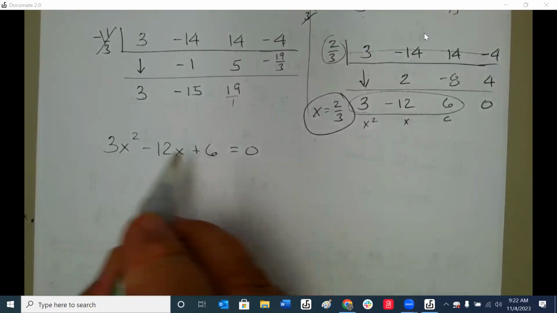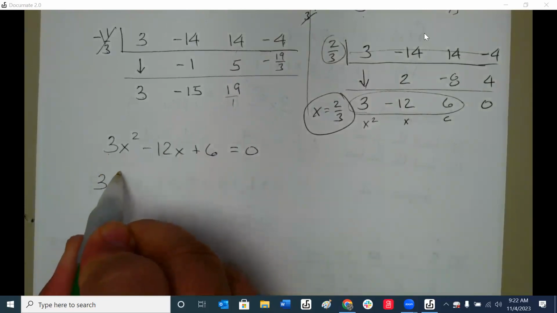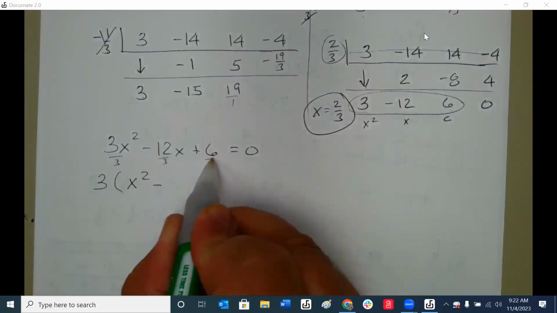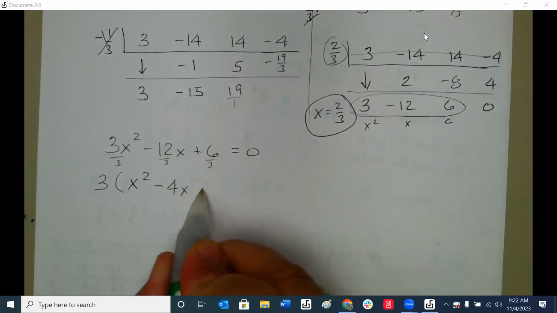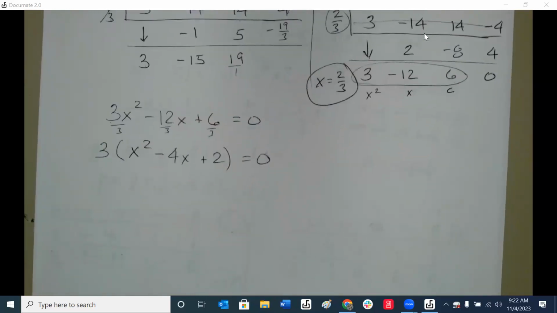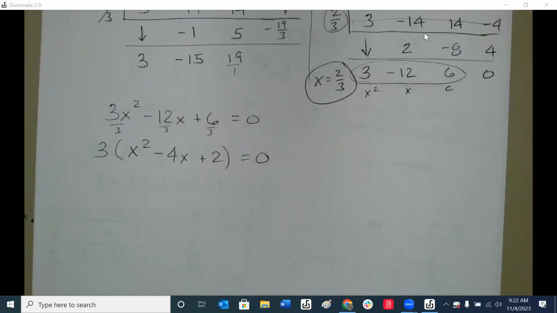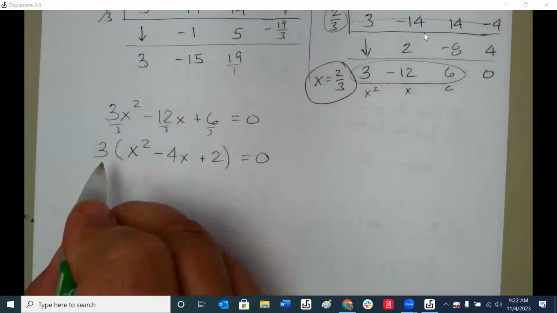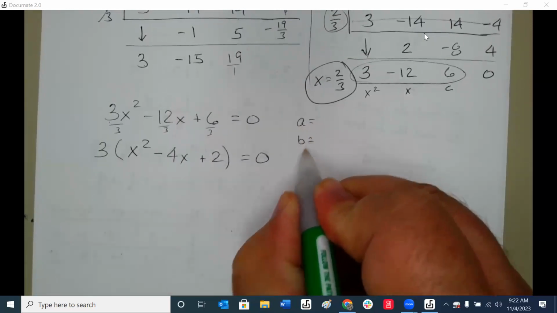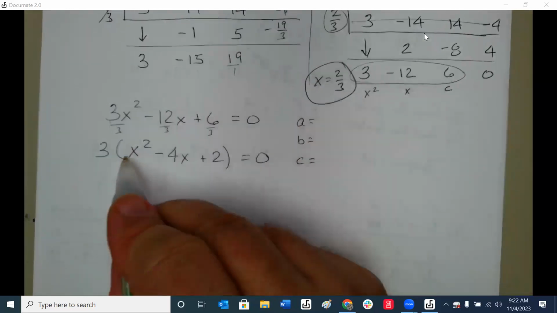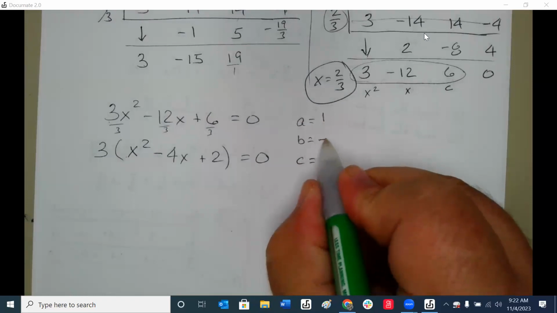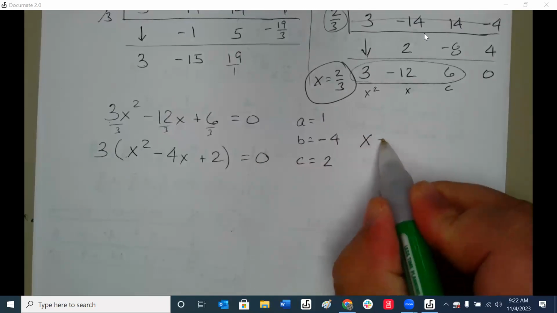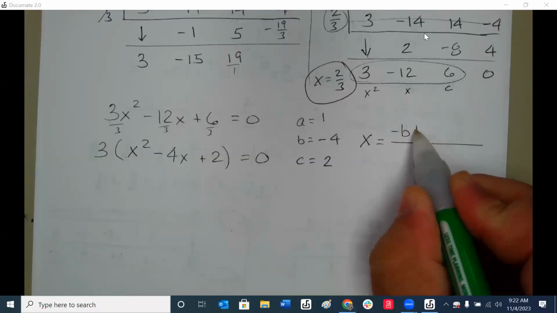So with this one, they each are a factor of 3. So we take out a 3, or divide each by 3. So it's x squared minus 4x plus 2. Label A, B, and C. A is what's in front of the x squared, 1. B is -4, C is 2. And we're going to plug them into the quadratic formula.